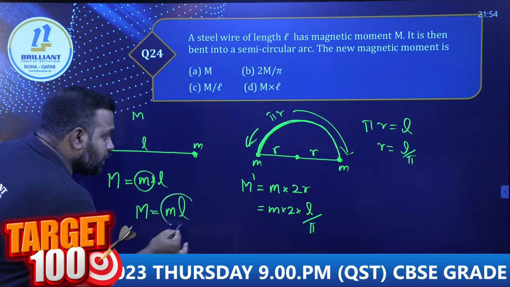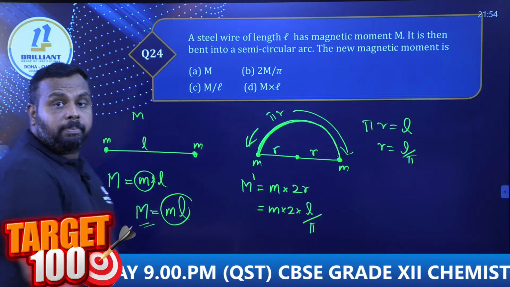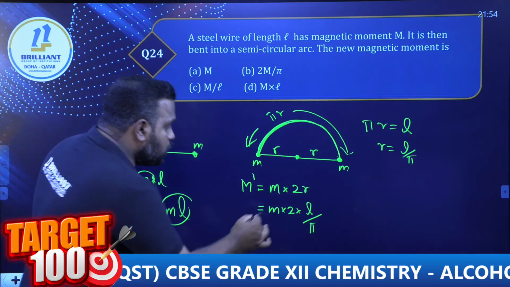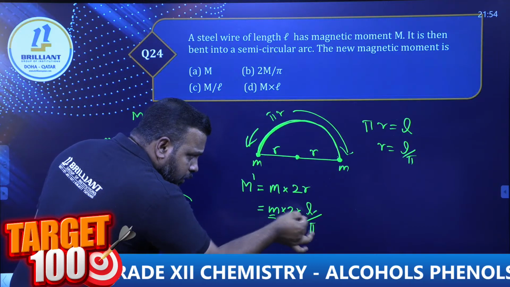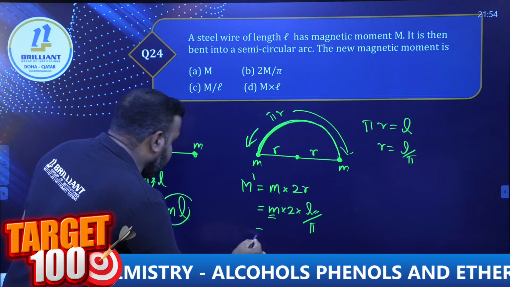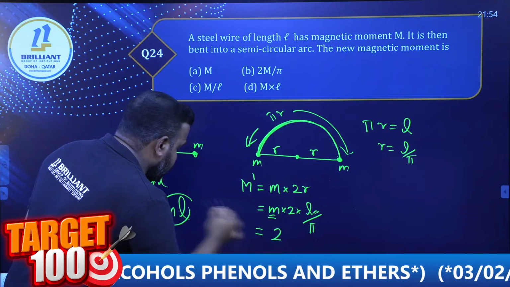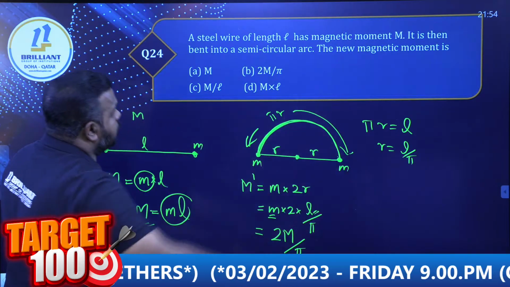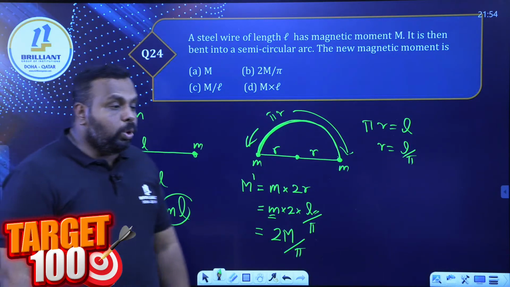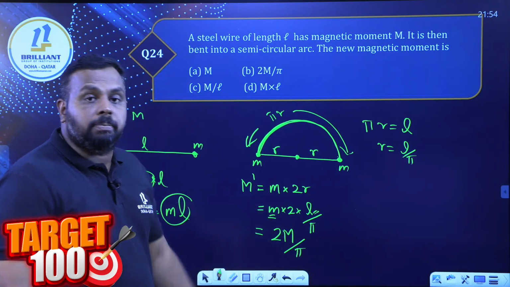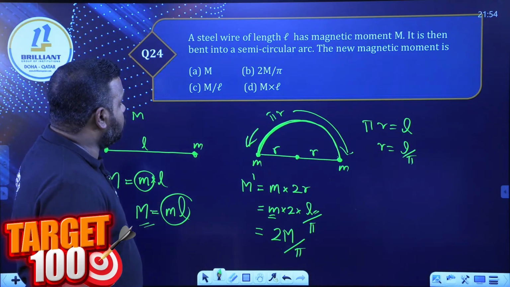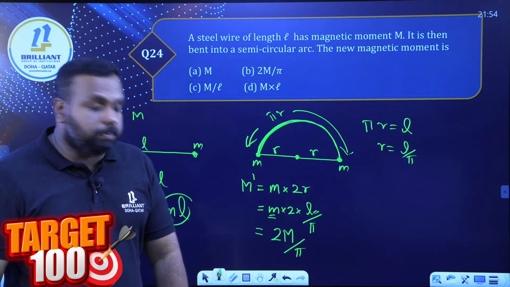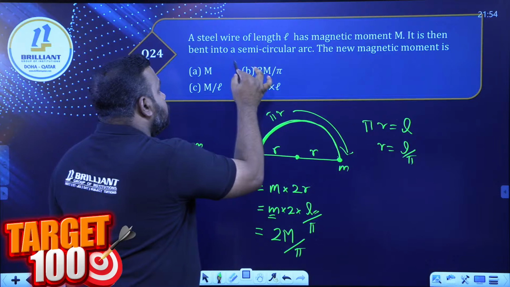Now look at this. What is M into L? M into L is capital M, the initial dipole moment. So M is there, L is there, and M into L can be replaced by capital M. So what is our result? 2 is there, and M into L is replaced by capital M by pi. Check. Is it there or not? Yes, 2M by pi. That means the answer is option B. Option B is our right answer.